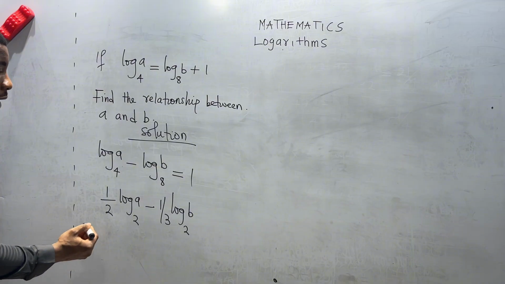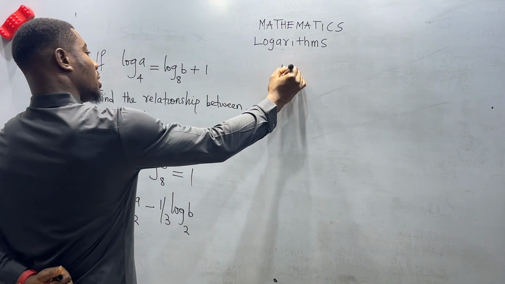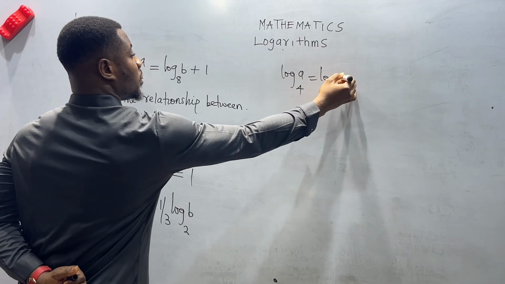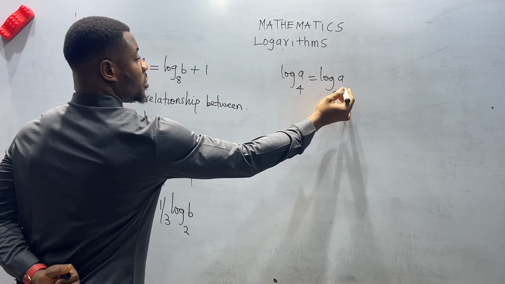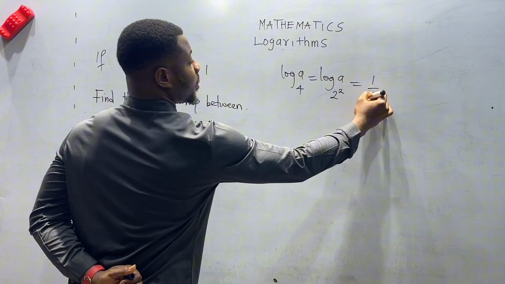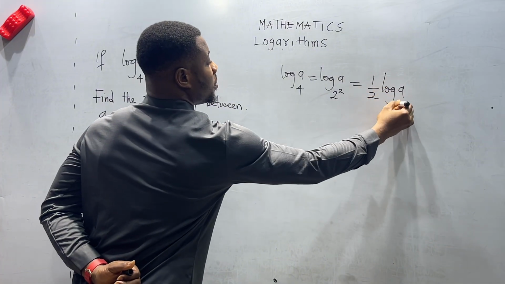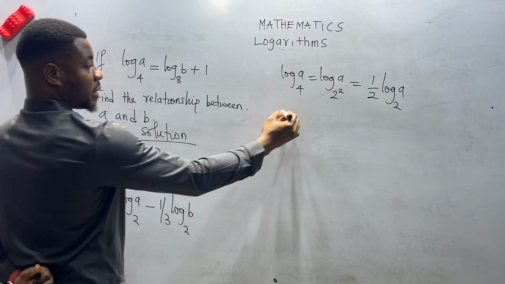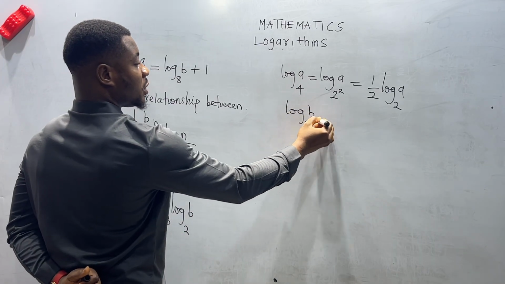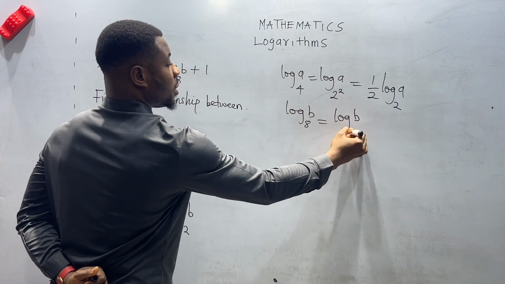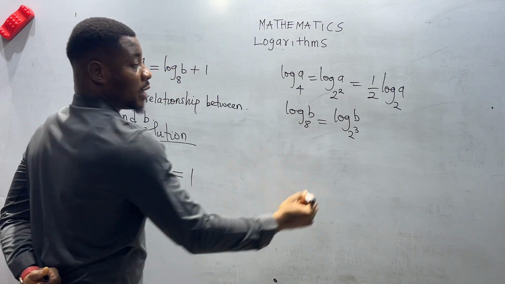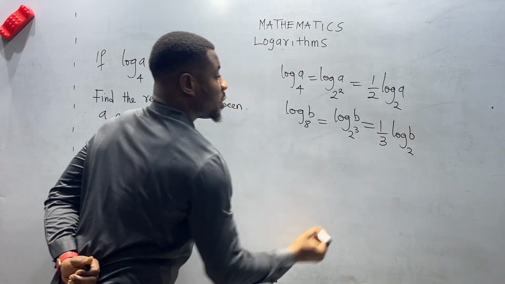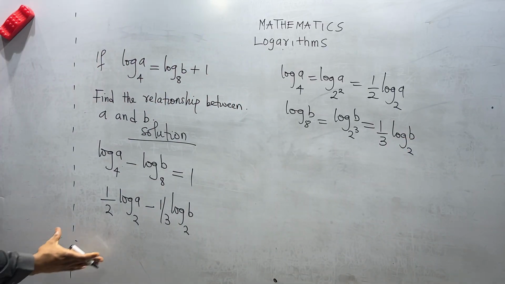Remember that we can say this as log a base 4, a 2 raised to power 2. Remember from the rule I taught you, 1 over 2 log a base 2. Now we can do the same thing for log b base 8. As for log b base 8, we can say this same thing as log b, 2 raised to power 3 in the base, and this gives us 1 over 3 log b base 2. This is one of the rules of log. So that's what I applied here.